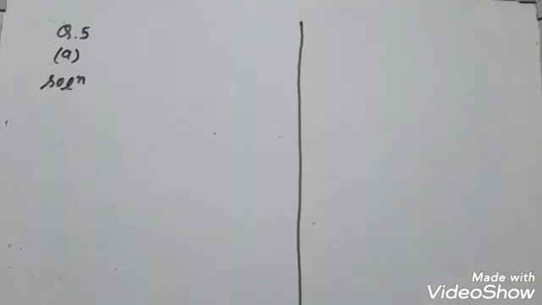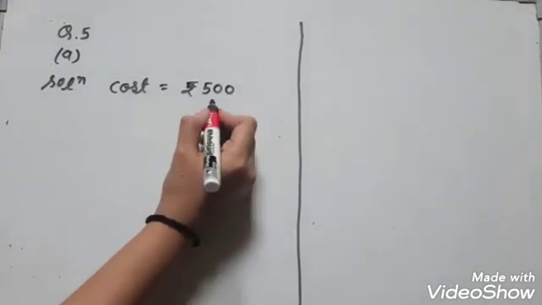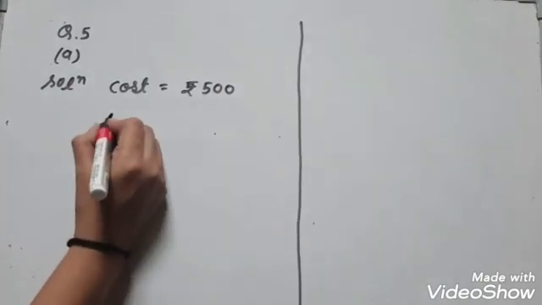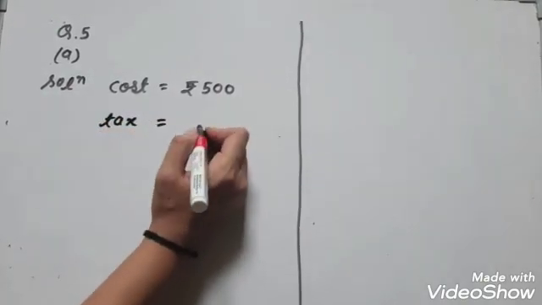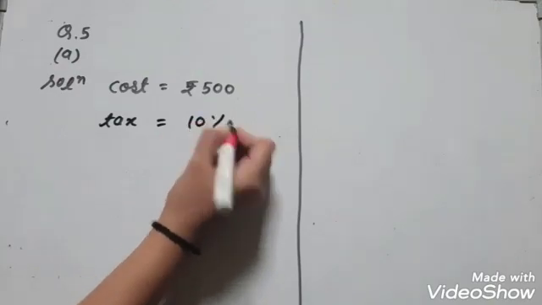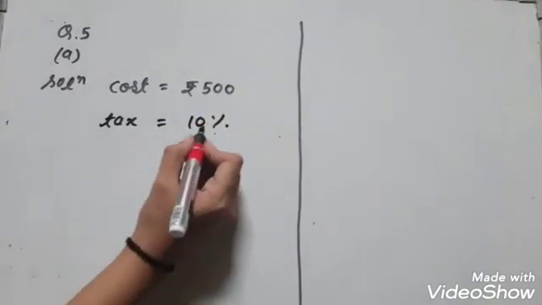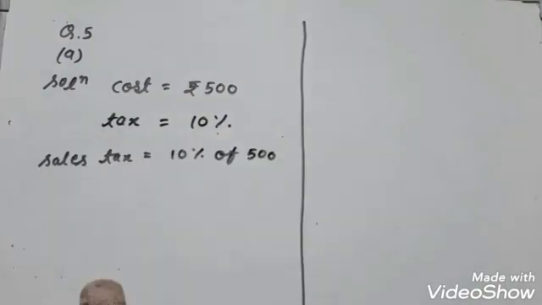Question number 5. I am reading the question. Listen to the question carefully. Find the price to be paid if 10% sales tax is levied on the following purchases. In A, bed sheet for rupees 500. So in this question, the cost of the bed sheet is given, rupees 500, and tax is levied at 10%. So what to do? We have to find out 10% of 500.